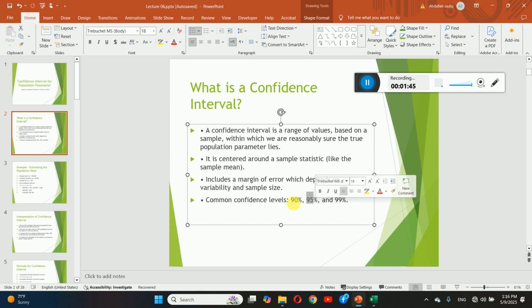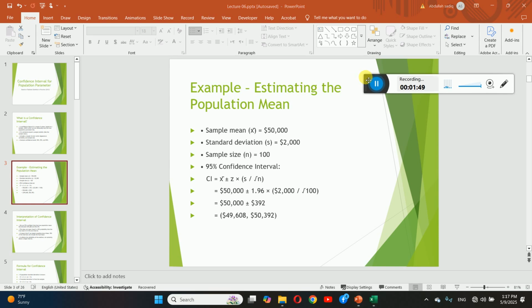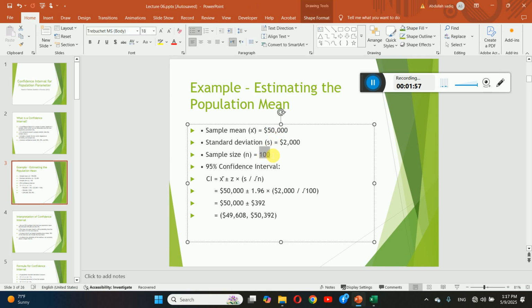For better comprehension, dear students, I'm giving you an example here. If you have a business and the average sale of each month is $50,000, you have historical data of 100 months of sales. You found out that the average sale is $50,000 and the standard deviation is $2,000. We assume these values, the standard deviation and the sample mean, are both given.